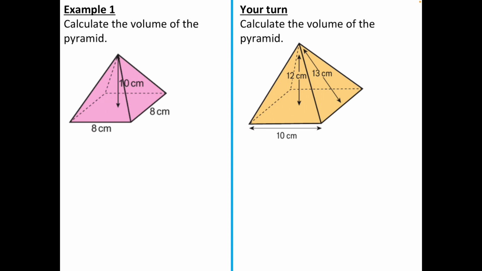Okay, so we need to be able to use this. So the volume of a pyramid is 1/3 times base times by height, where that height is perpendicular, or the vertical height. So to start with, we need to work out the area of the base, which is going to be 8 times 8, and I'm going to take 1/3 of that. And then I'll be multiplying by the vertical height, which is 10. This is 1/3 times 64 times 10, which is 1/3 of 640.